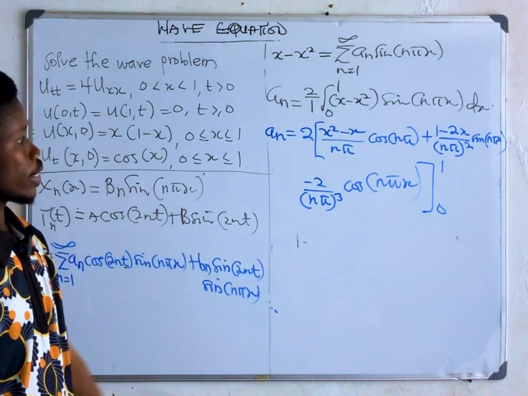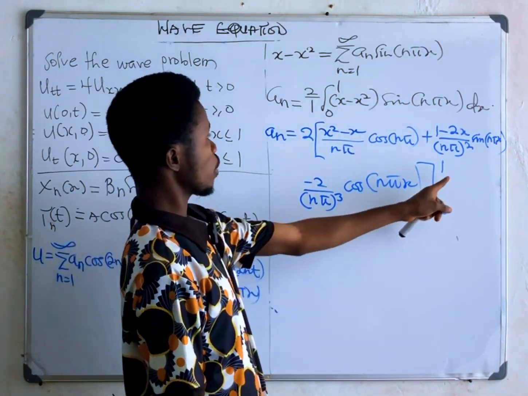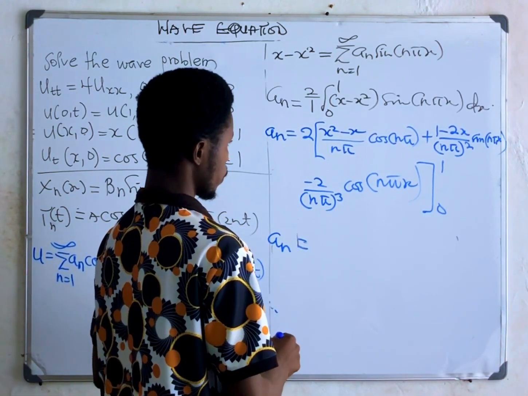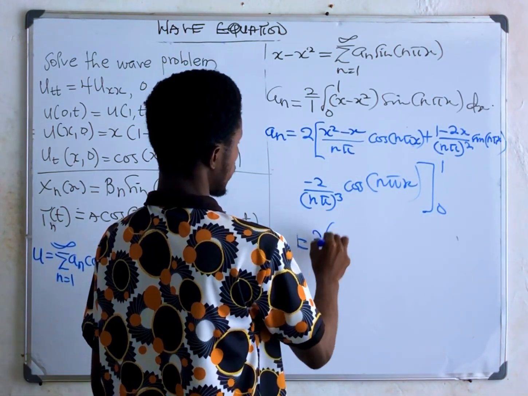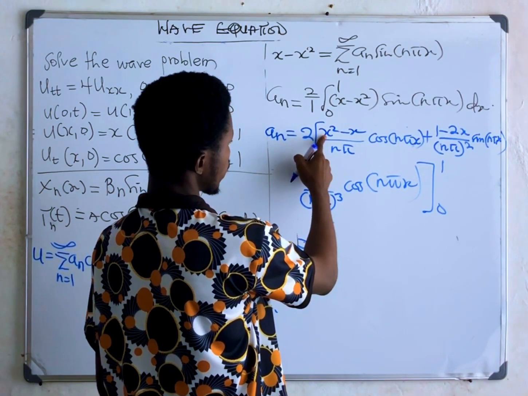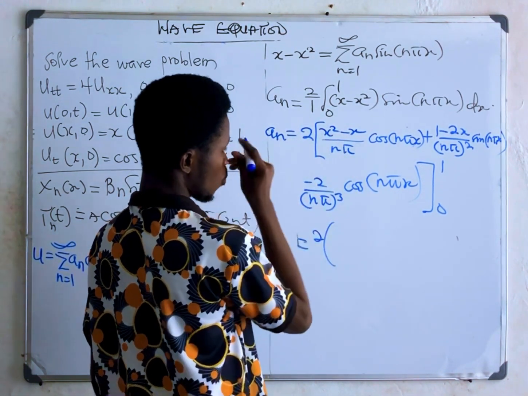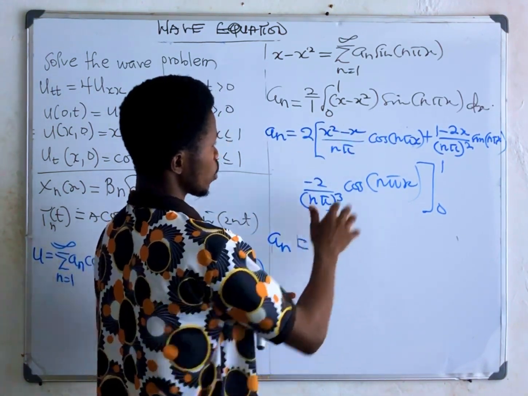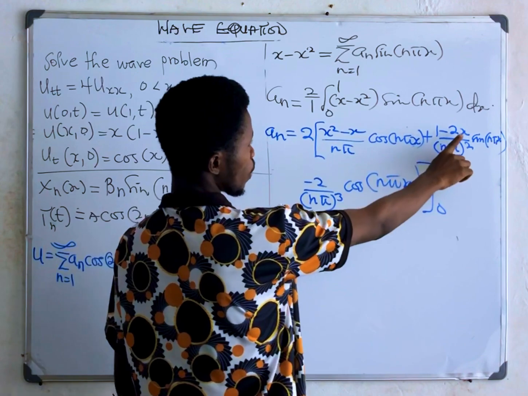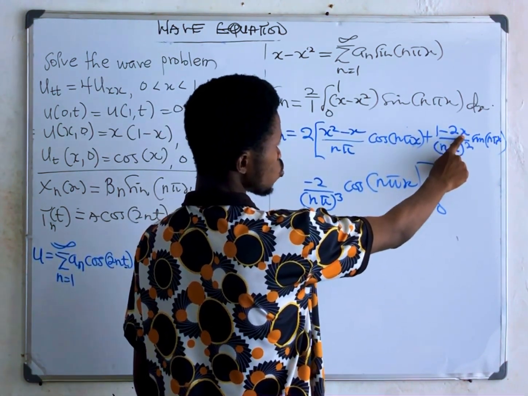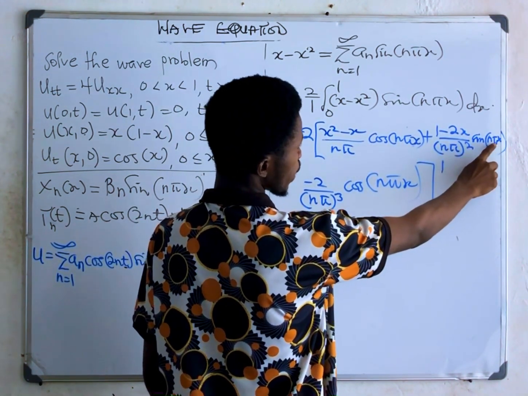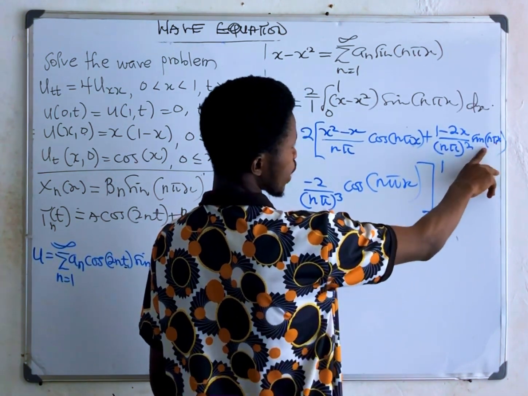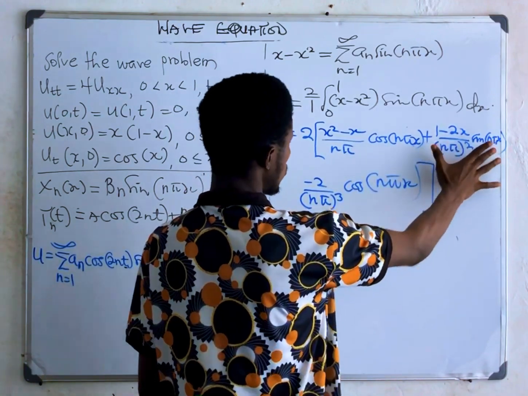Wow, that's the integration of it. Now let's substitute. If I put 1 here, I'm going to have my an equal to 2 outside the bracket, open, 1 minus 1, which will give you 0. So it means that automatically here goes to 0. And 0 multiplied by this will give you 0. If I put 1 here, it will be 1 minus 2. But remember, here is n pi x. So even if I put the 1 here for x, that will be sine n pi. Sine n pi is also 0. So this one will also go to 0.